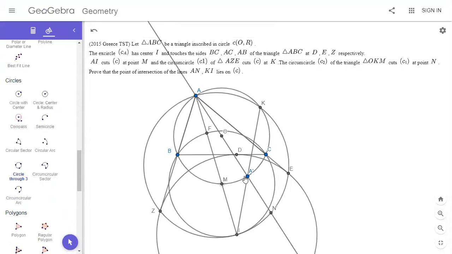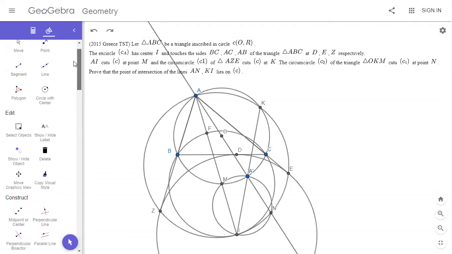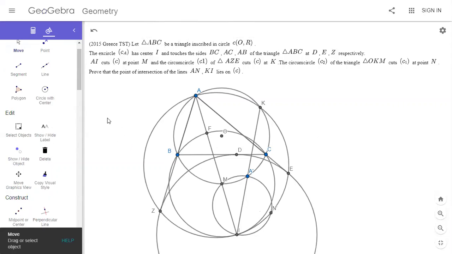Because angle AMA prime is 90 and AN prime I is 90, so that's the cyclic quad. We want to show that guy's cyclic. We're actually done here. How are we finished?